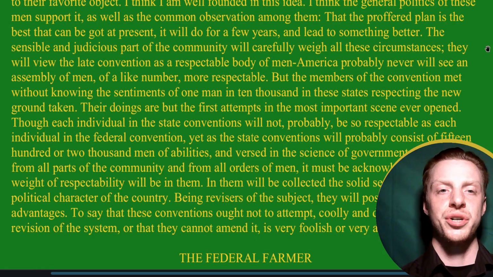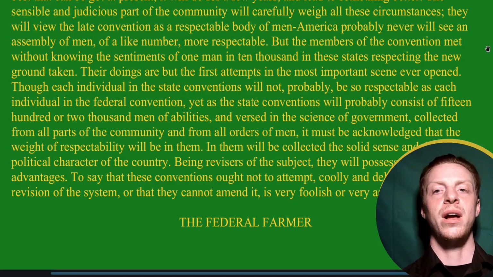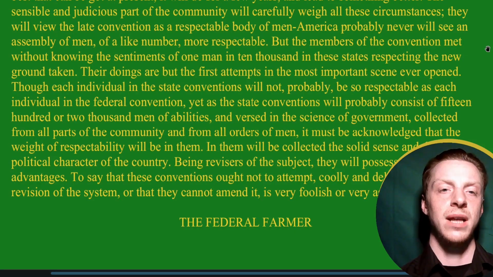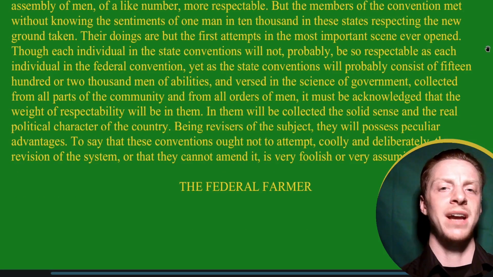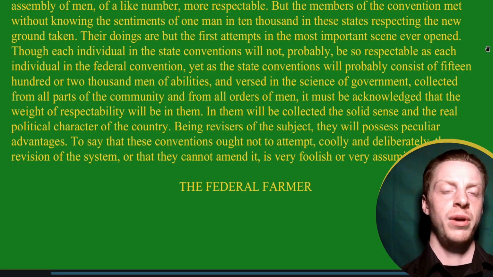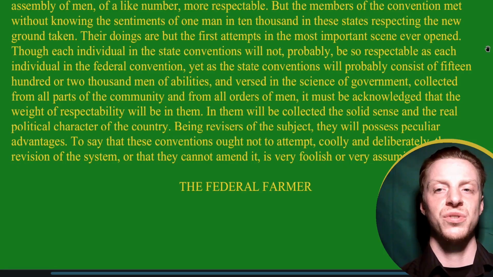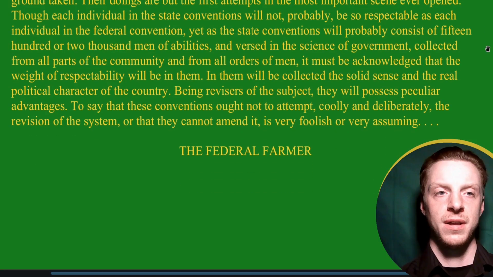The sensible and judicious part of the community will carefully weigh all these circumstances. They will view the late convention as a respectable body of men. America probably never will see an assembly of men or a like number more respectable. But the members of the convention met without knowing the sentiments of one man in 10,000 in these states respecting the new ground taken. Their doings are but the first attempts in the most important scene ever opened.